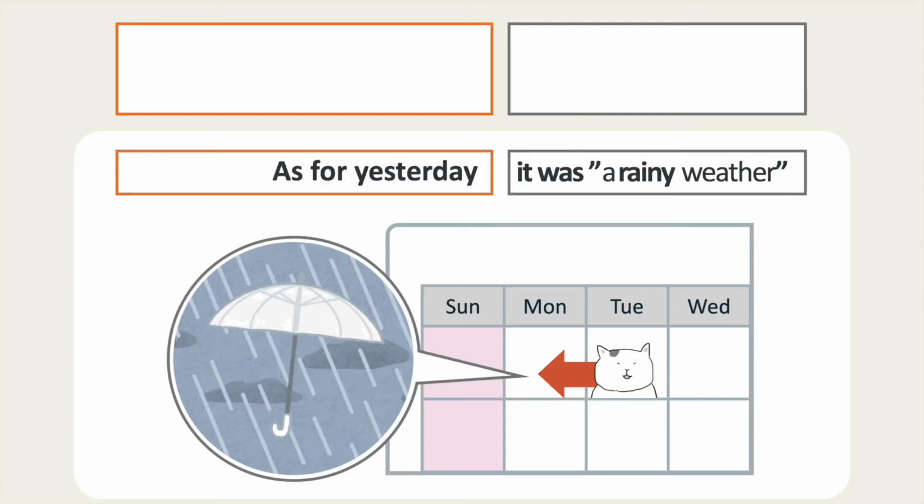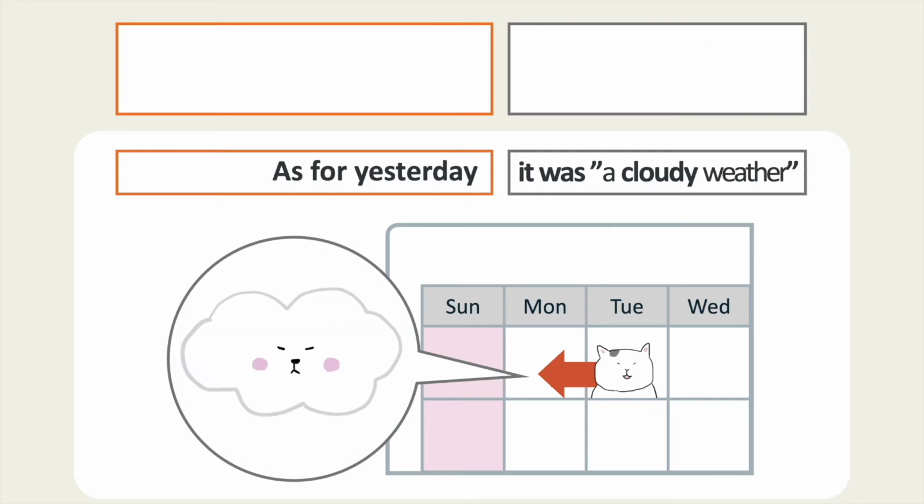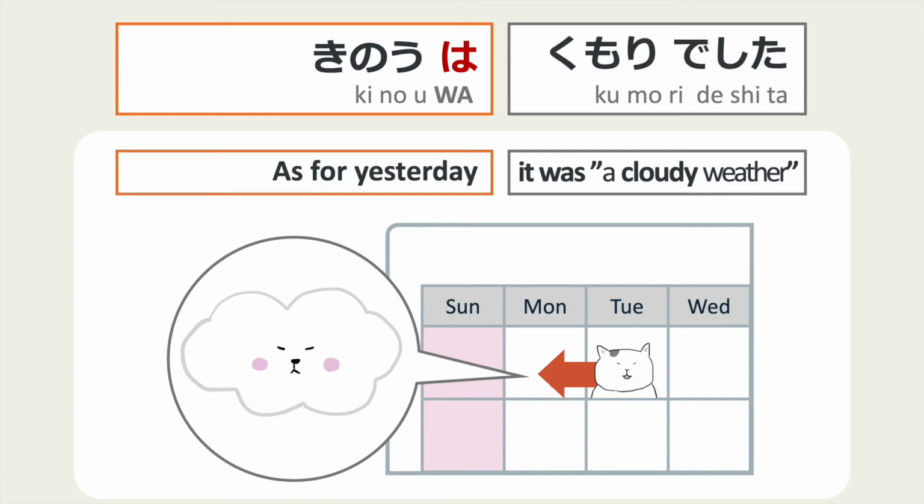As for yesterday, it was a rainy weather. 昨日は雨でした. As for yesterday, it was a cloudy weather. 昨日は曇りでした.